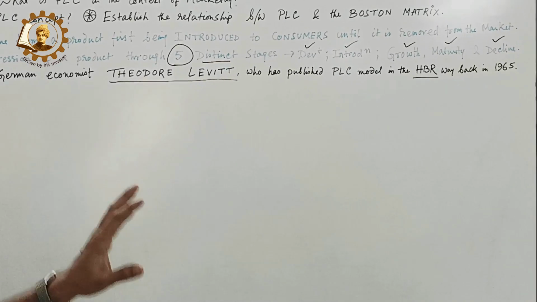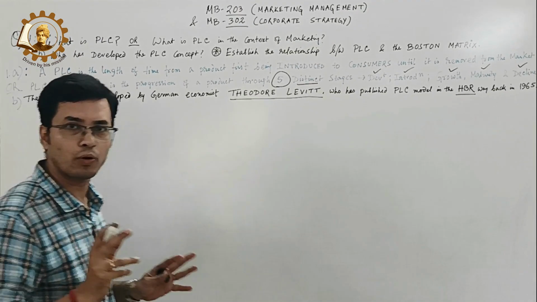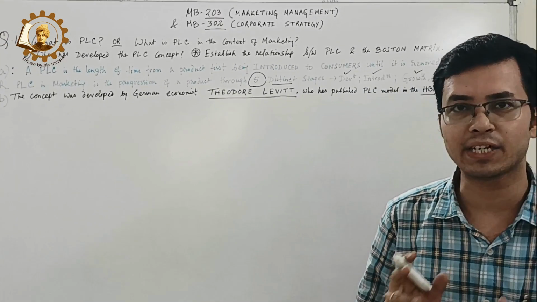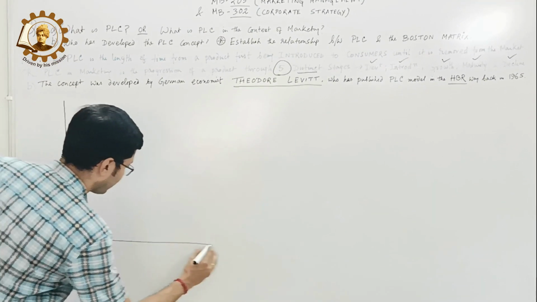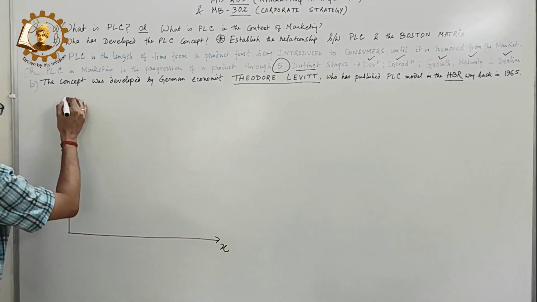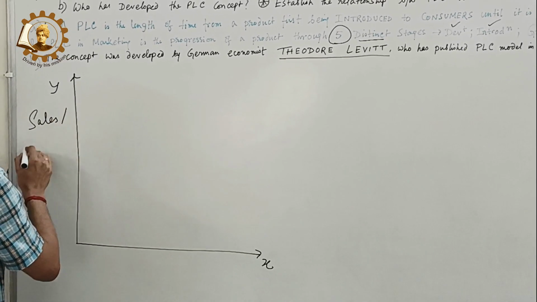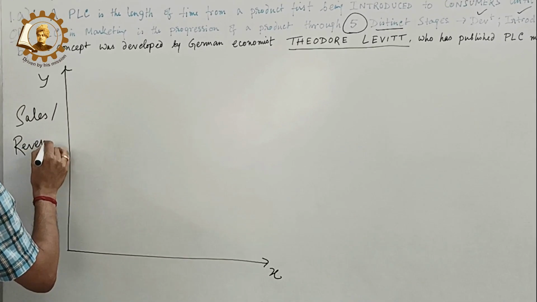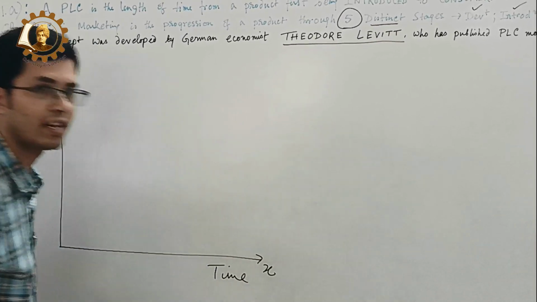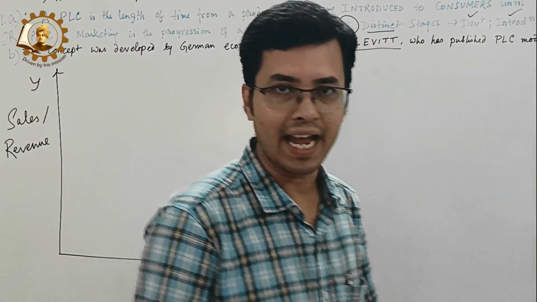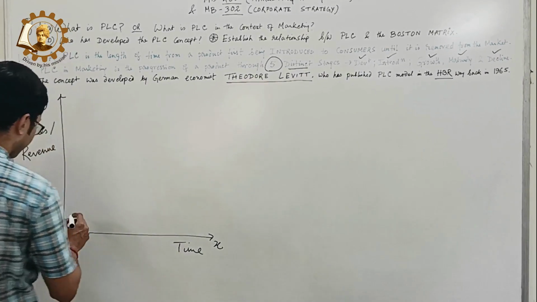So now let us understand what this PLC is all about, right? I'll go through a simple diagram and a graphical model which is very easy for you to understand. Now we'll take a simple graph, x-axis and y-axis. On the y-axis we are going to measure the sales or the revenue, and on the x-axis we are going to measure the time. So the variable x is the time and the variable y is the sales or revenue. Now let us draw the PLC.